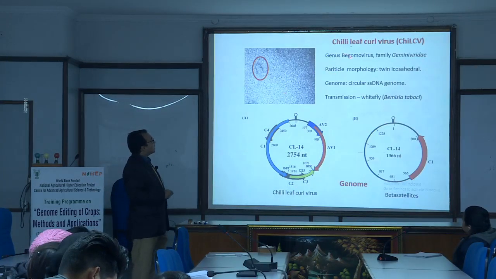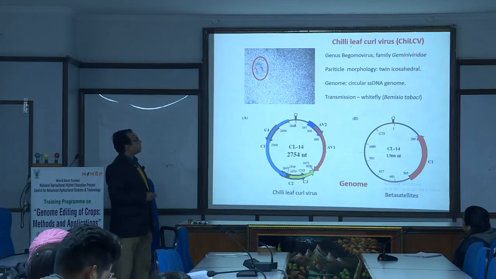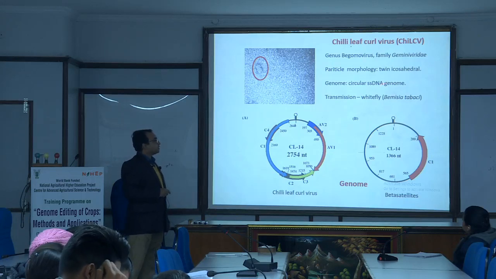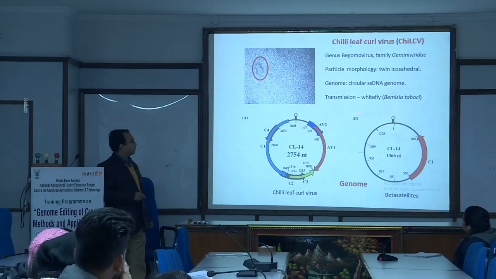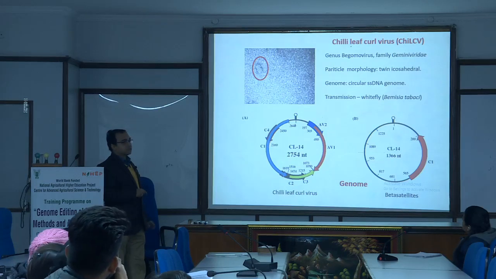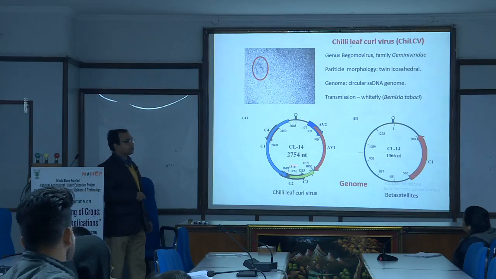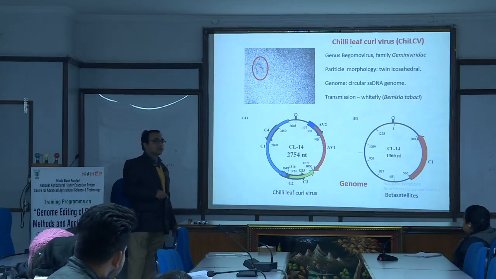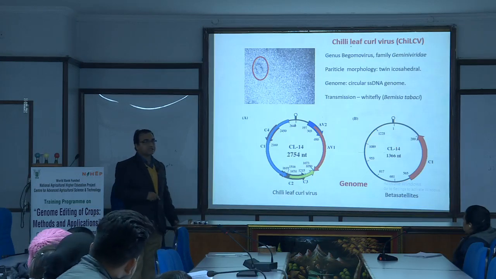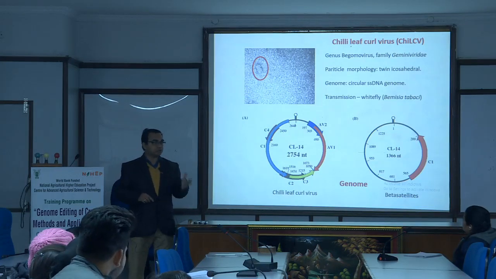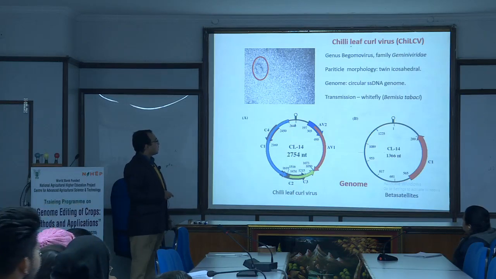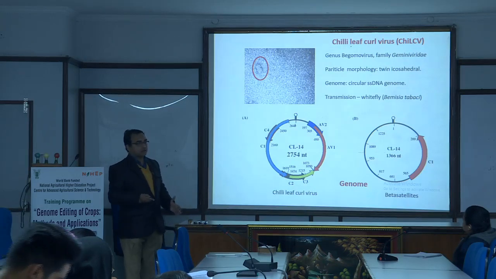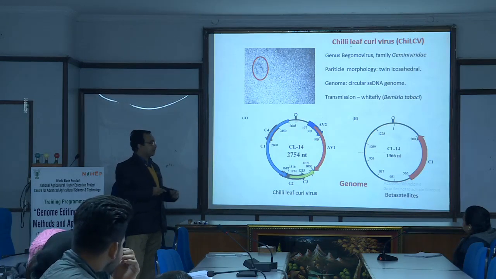So, the virus belongs to the Geminiviridae, genus Begomovirus. This is the particle morphology, twin icosahedral particle. The genome is a circular single stranded DNA molecule and it is transmitted by whitefly. So, this is the genome of the virus. Just like other begomoviruses, it also has all these important genes, and along with that in some cases it is associated with a beta satellite molecule. When this beta satellite is present, the severity of the virus is much more, but we try to target this DNA A, because without DNA A, the DNA beta satellite cannot replicate. So, if we target the DNA A, we can tackle both things.